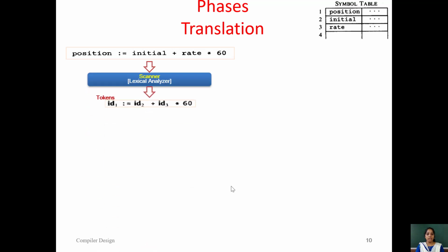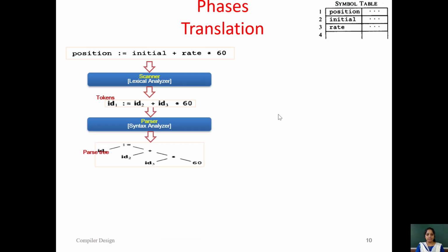The first phase is the lexical analyzer. This is also called a scanner. It scans each and every symbol or identifier in the given sentence. Here position is an identifier, and initial and rate are also identifiers. So it is converted into id1 is equal to id2 plus id3 into 60. This will be given to the next phase, the syntax analyzer, also called the parser.